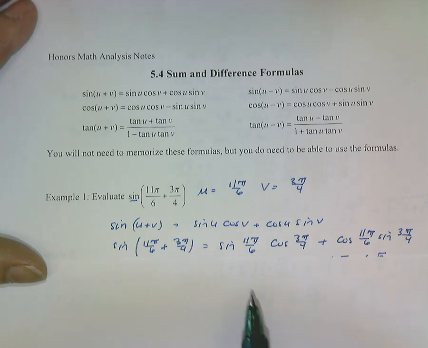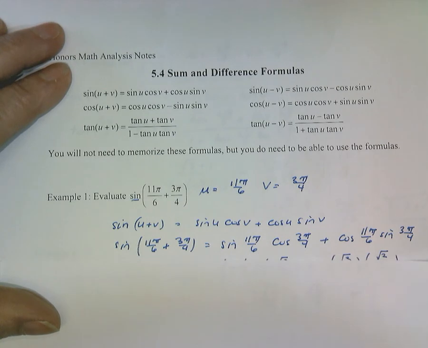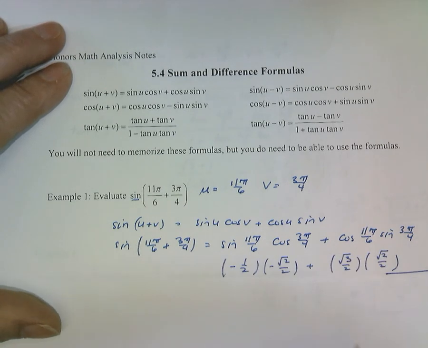Then I'm going to replace with the trig function. So the actual value, the sine of 11 pi over 6 is going to be negative 1/2. So I replace with negative 1/2. Cosine of 3 pi over 4 is negative square root of 2 over 2. And notice I'm using parentheses because I'm showing multiplication. Plus square root of 3 over 2 multiplied by the square root of 2 over 2.